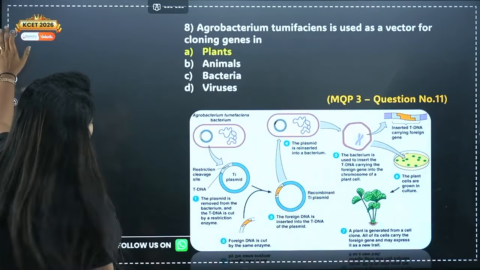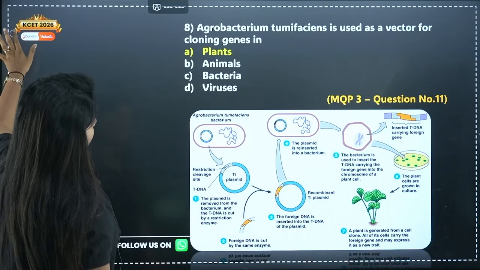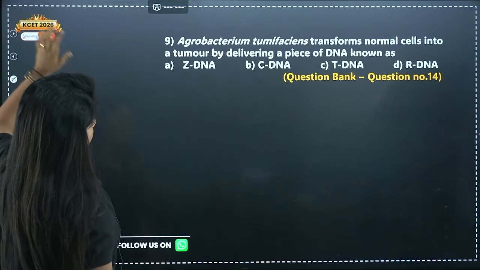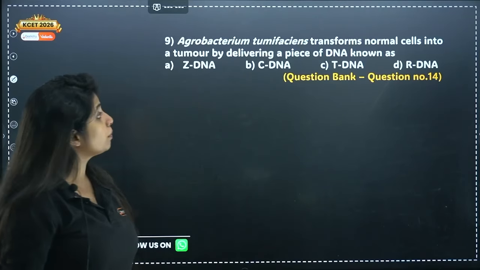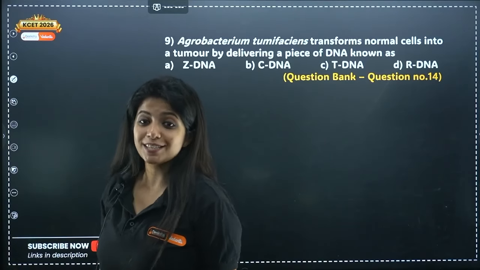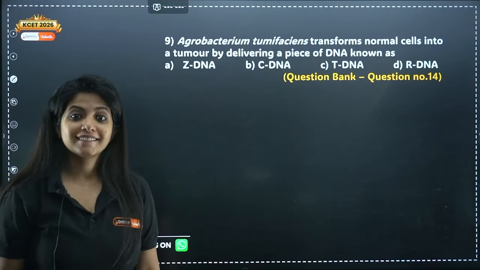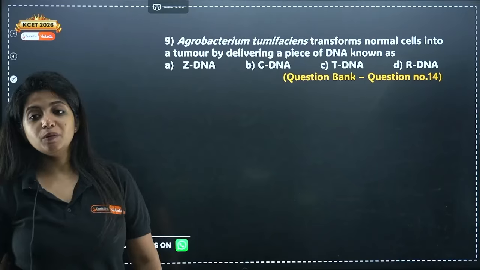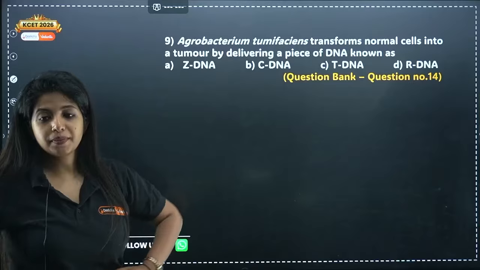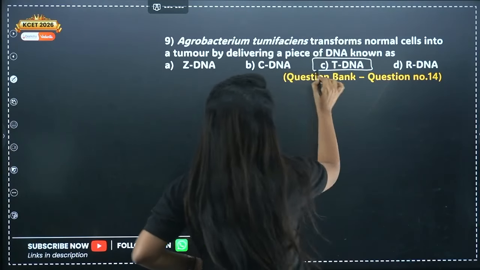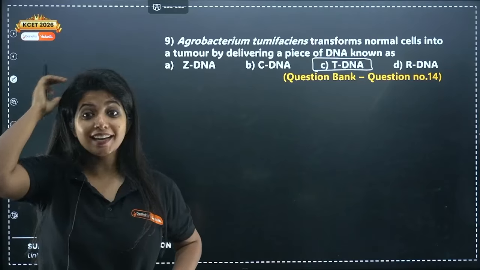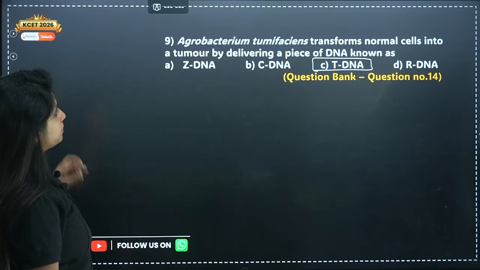Yes, ma'am. Done, ma'am. So over here, Agrobacterium tumefaciens transforms normal cells into a tumor by delivering a piece of DNA known as, what do you call this DNA? It transforms a normal cell by transferring something very important. What do you call this? tDNA, that is transfer DNA. I told you that causes the whole trouble.